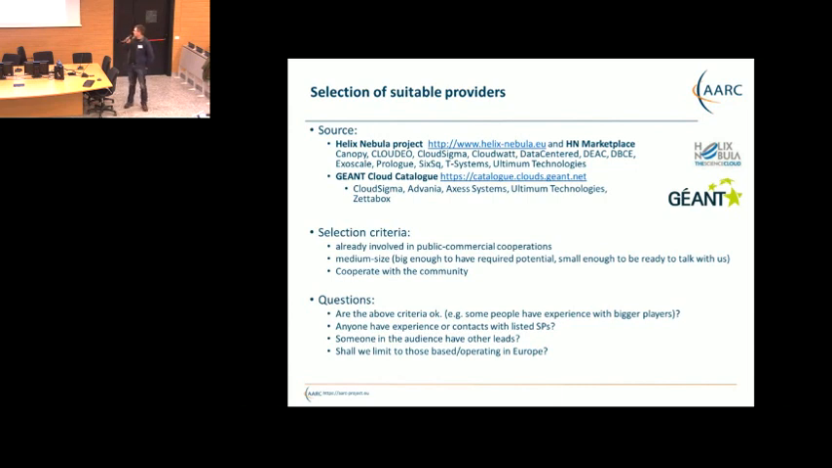And the second source of possible providers is the Cloud Catalog. Some of the companies, as you can see, are the same in both projects. So the selection criteria is, as I said, involvement in public commercial cooperations. And we thought about medium-sized companies, big enough to have potential, but small enough to be ready to talk with us. But as Paul said, some people also have good cooperation with bigger players, so it's still an open question.